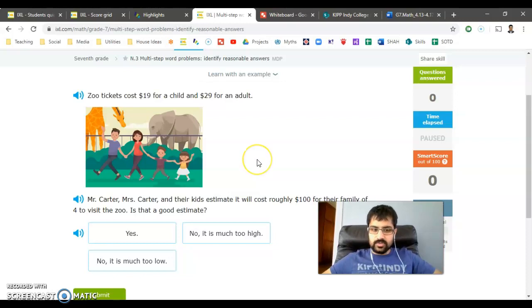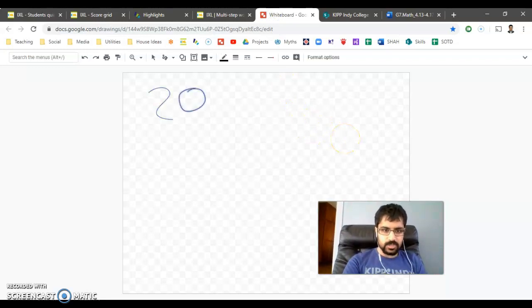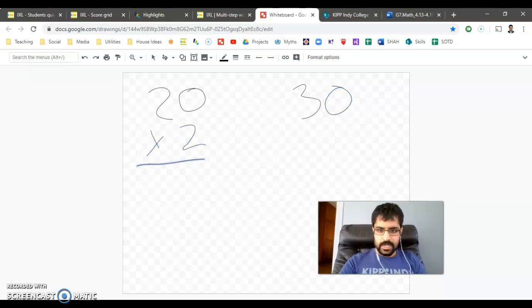So instead, we use an estimate. And an estimate basically has us round these numbers to their next nearest place. For example, 19 easily rounds to 20, and then 29 easily rounds to 30. So that's how I'm going to go about this problem. I know that I've got 20-ish dollars per child because I rounded up from 19, and 30-ish dollars per adult. Now, how many kids are there? I've got two of them. How many adults? I've got two of them.